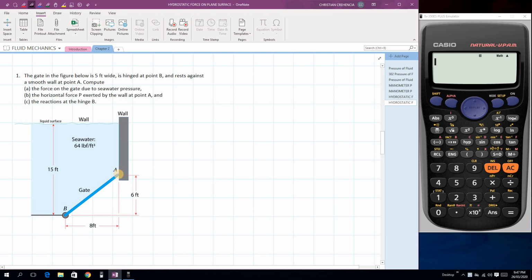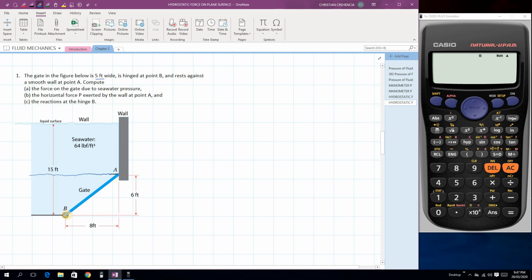So ilagay muna natin dito yung liquid surface natin. Okay. So doon lang sa ibabaw ng gate. So disregard muna natin itong nasa taas. Okay. But anyway, yung sa given natin, so 5 feet wide daw yung gate. So perpendicular dito sa screen natin. Okay. So 5 feet wide.